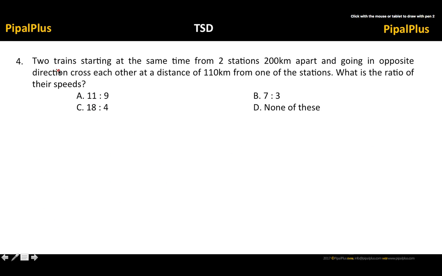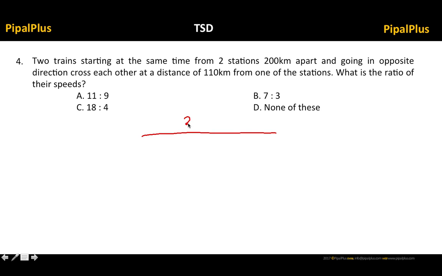So in this question, there are two trains which start at the same time from two stations which are 200 kilometers apart, and they travel in opposite directions, towards the other station, right? And what happens is that they cross each other at a distance of 110 kilometers from one of the stations. The question is, what is the ratio of their speeds? So let me just pictorially represent the situation.